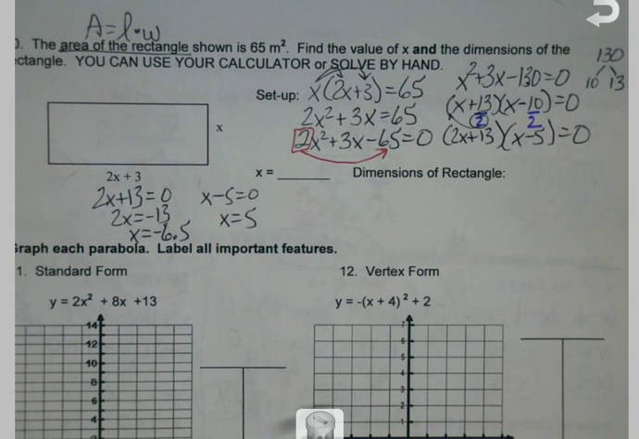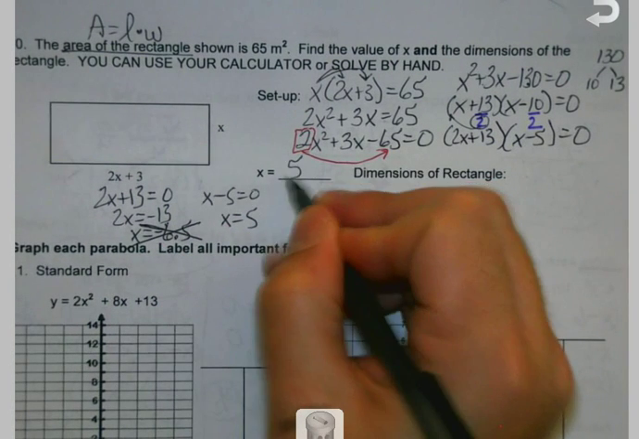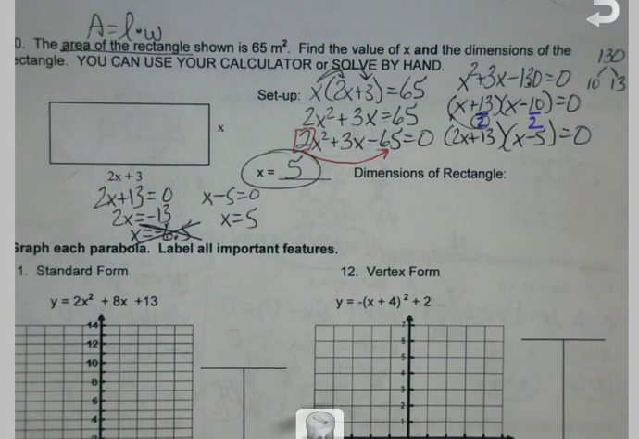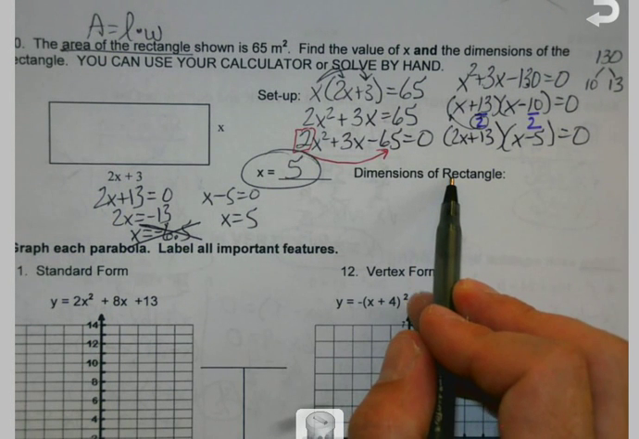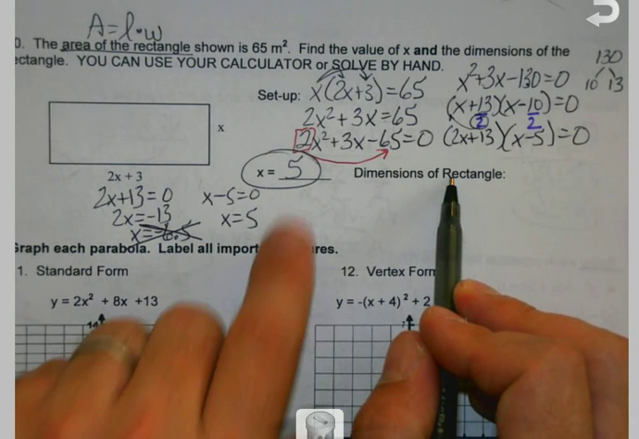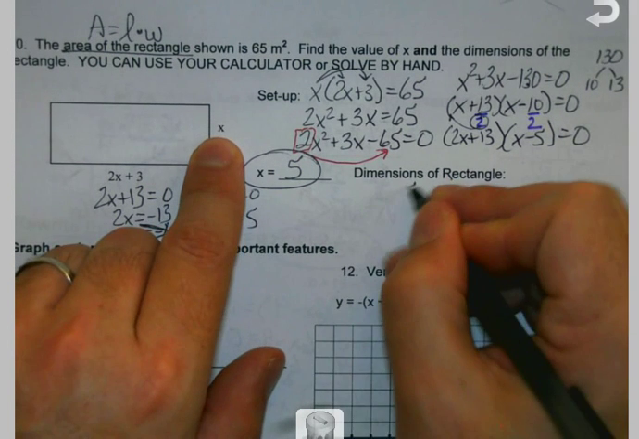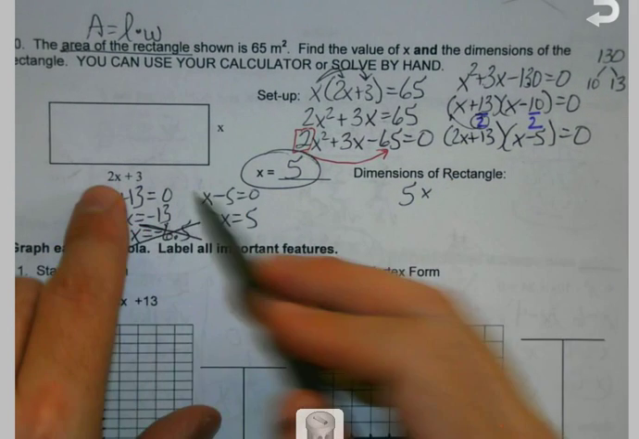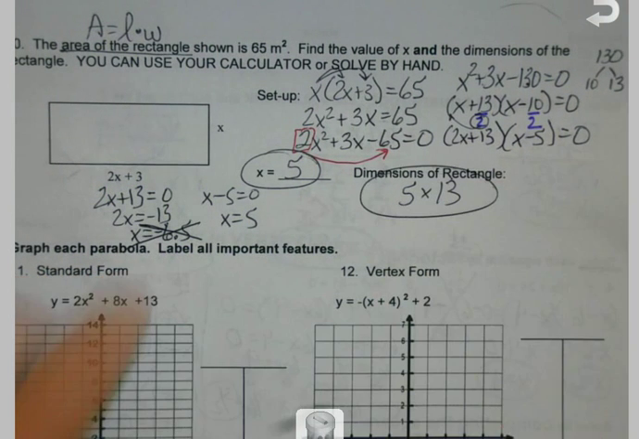No. Which one doesn't? Yeah, the negative 6.5 doesn't work. I can't have a negative 6.5 side. That's like crazy. So my x value is 5, but I also want to know the dimensions of the rectangle, and that's not a hard deal. Oh my goodness. Okay, all I'm going to do is plug it in. 5 goes in for x. Okay, that was easy. 2 times 5 is 10, plus 3 is 13. Okay, that wasn't bad.